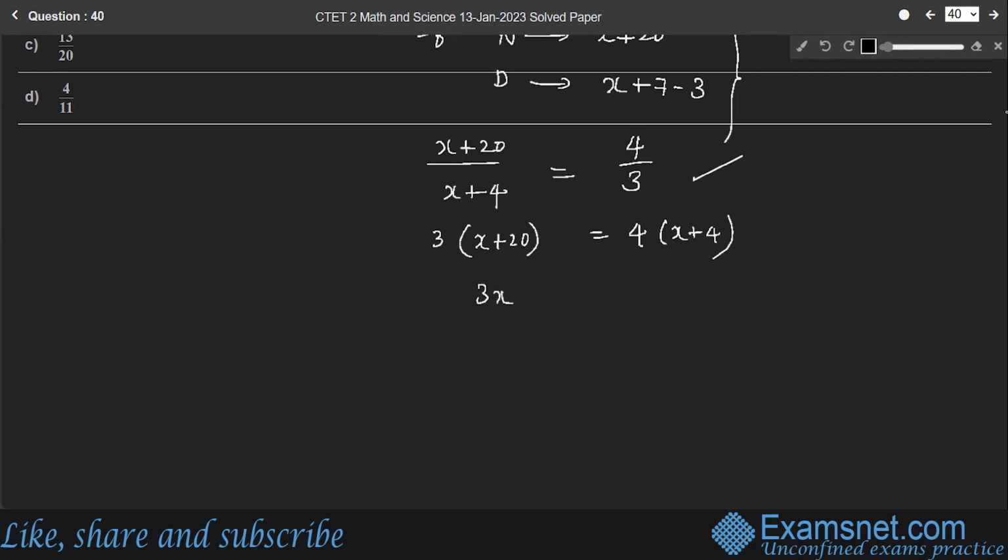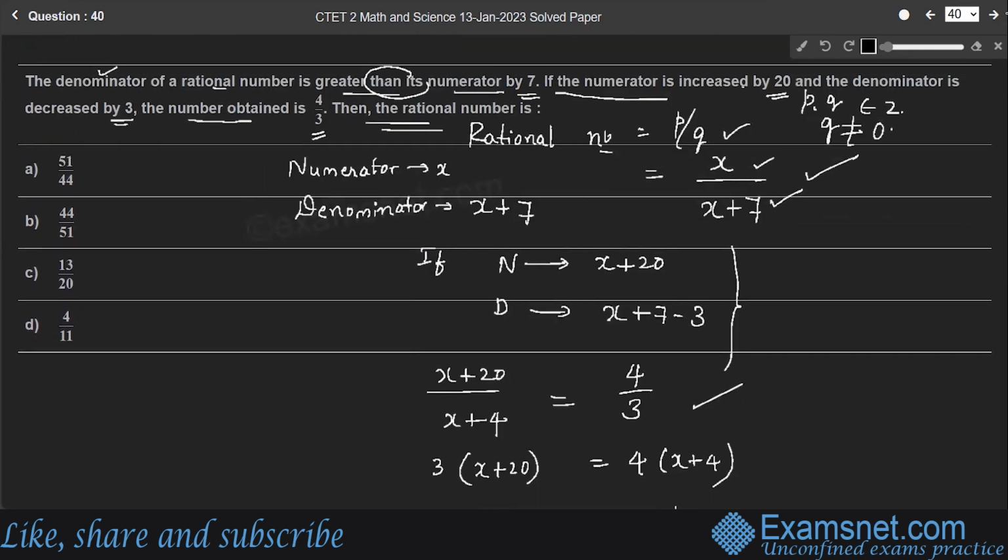So, here 3x plus 60 is 4x plus 16. 4 into 4 is 16. Therefore, value of x is 60 minus 16, which is 44. Value of x is 44, right? Here, the question is to find the rational number, right? So, rational number is x by x plus 7, here x is 44, by 44 plus 7, right? Therefore, 44 by 51 is the rational number, right? Therefore, option B is the right answer, right?